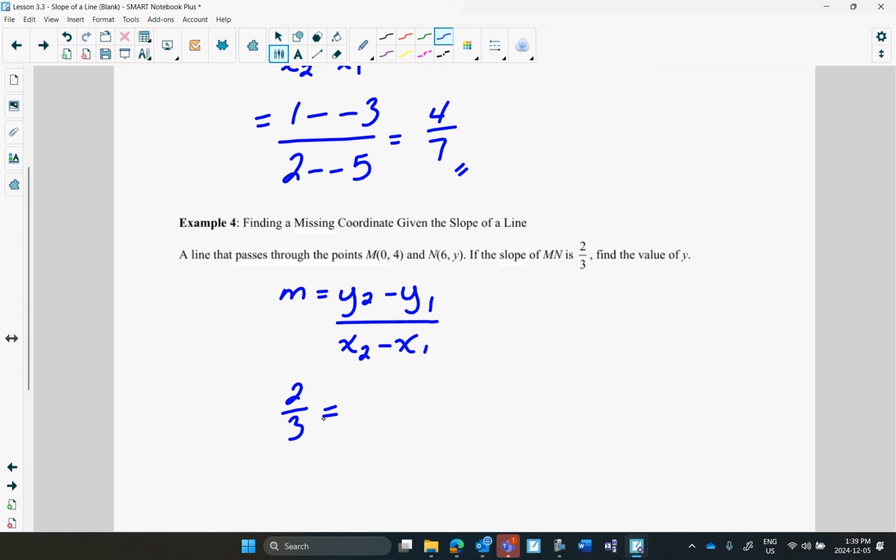And if I call this one x1, y1, and this 2, x2, y2, well, what's y2? y minus 4 over 6 minus 0. So somehow I have to figure out how to solve this. Well, what's an easier way to say 6 minus 0? It's just 6.